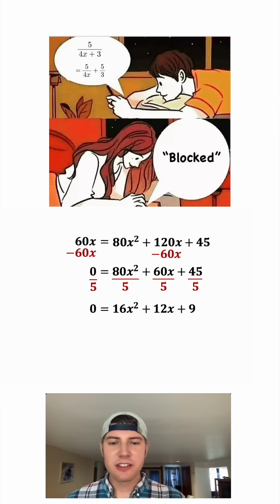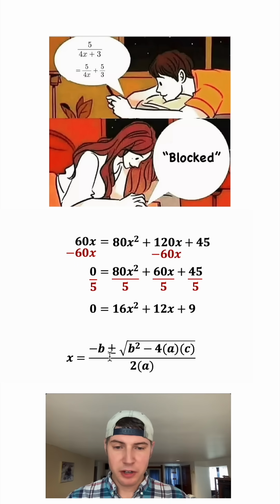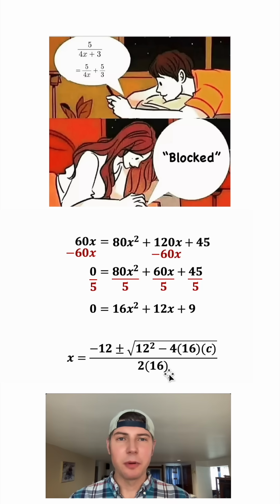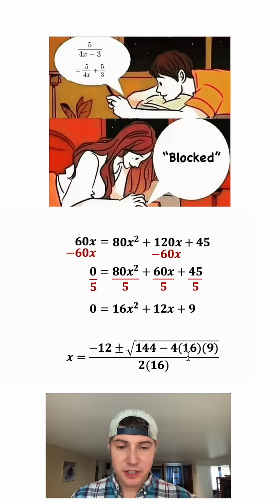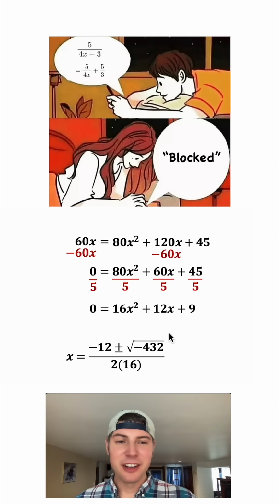And in order to solve this, let's use the quadratic formula. A is this first coefficient, B is the second coefficient, and C is the third coefficient. B here is equal to 12, so we'll plug in 12 for both these B's. A is equal to 16, so we'll plug in 16 for both the A's. And C is equal to 9, so we'll plug in 9 for the C. 12 squared is equal to 144. 4 times 16 is 64, and 64 times 9 is 576. And 144 minus 576 is equal to negative 432.